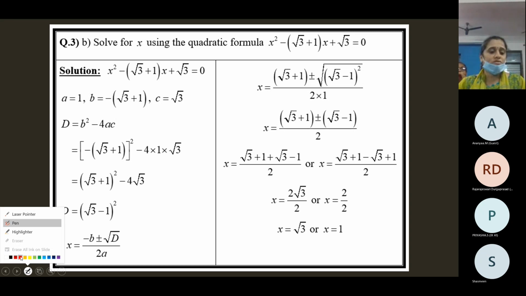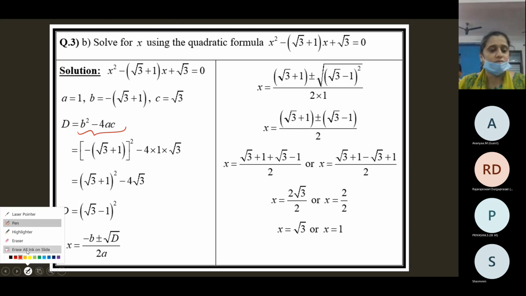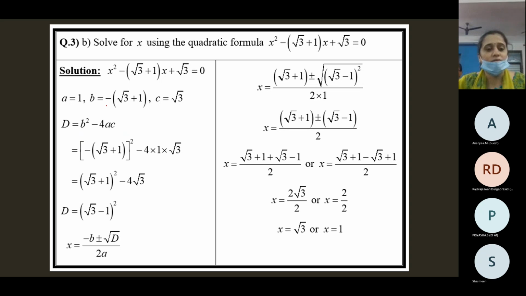Okay, so I want to tell you about b square minus 4ac, how you have to work with b square minus 4ac. So see here, b square, this is b. See here, this is b, this one is b. So b square, how do you write b square? Don't write minus root 3 plus 1 the whole square like this. It's not like that. Whatever is b, put the entire thing in a bracket and square it.